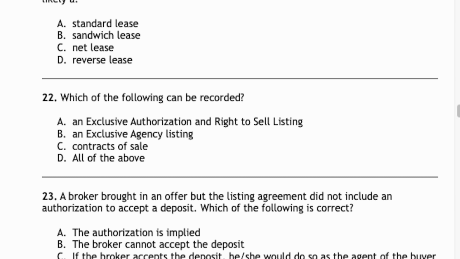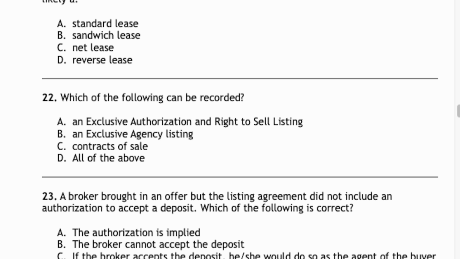Which of the following can be recorded? By recorded, not like a microphone, but like go to the county clerk and get it recorded so that it's in the public record. That's what they're referring to here. So which of the following can be recorded? Is it A, an exclusive authorization and right to sell listing? B, an exclusive agency listing? C, contracts of sale? Or D, all of the above?